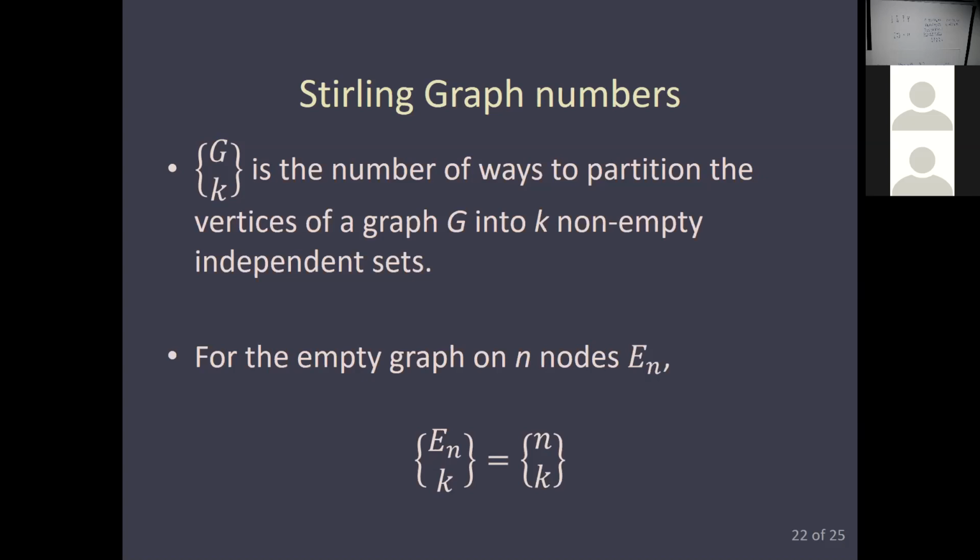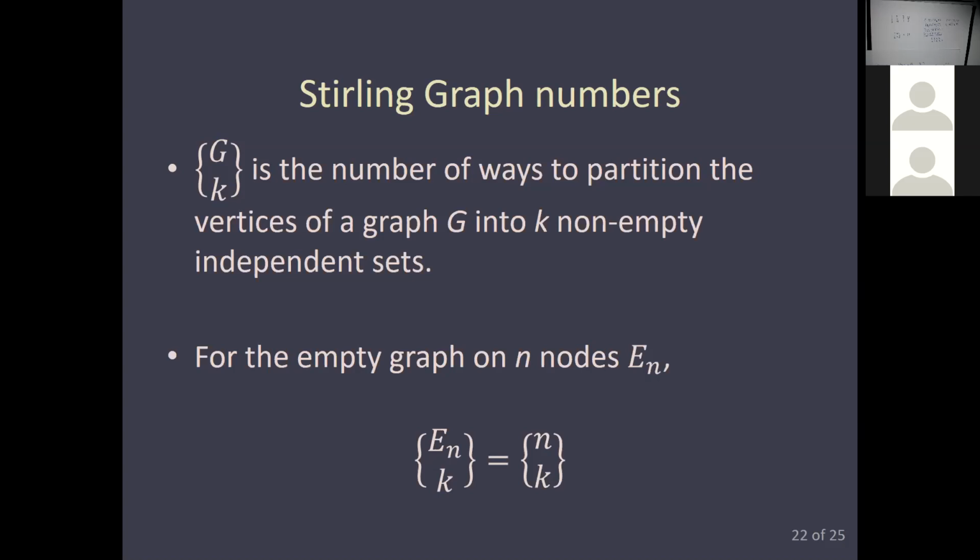If you can partition, it's the number of ways to partition the vertices of your graph into K non-empty independent sets. An independent set, remember, is like the complement of a clique. It is no vertex in the set is connected to any other vertex in the set. So if you have 2 vertices that are connected in G, then when you partition the vertices this way, you have to put those 2 vertices in different blocks.